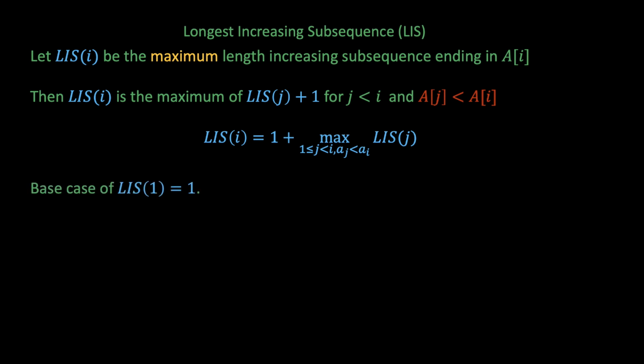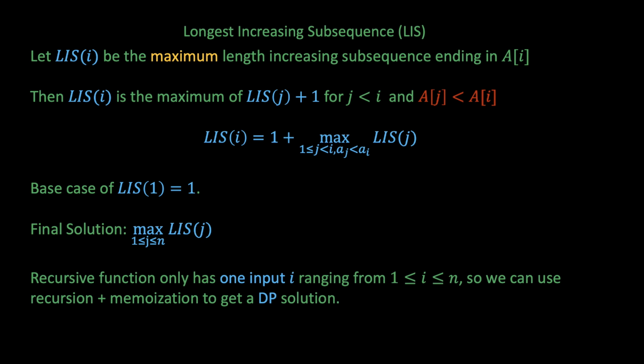The base case of the recurrence is LIS of 1 equals 1, since the longest increasing subsequence ending in A1 is simply A1 itself, of length 1. The final solution, or the longest increasing subsequence of A, is simply the maximum LIS ending in A1, or A2, or A3, up to AN. Mathematically, this is just the maximum of LIS of j for all j. Since the recursive function only has one input i from 1 to n, then we can use recursion and memoization to get a DP solution for the problem.